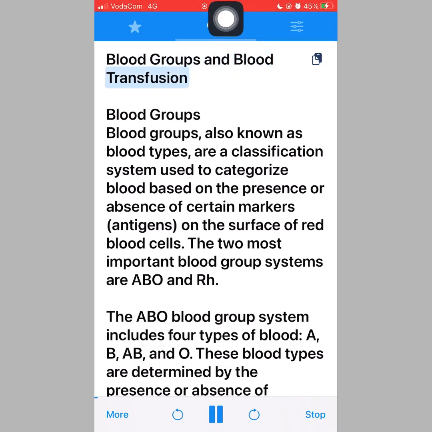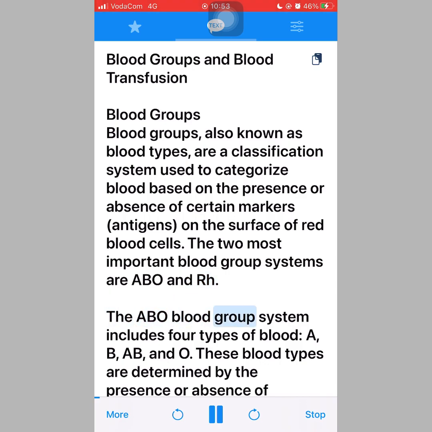Blood groups and blood transfusion. Blood groups, also known as blood types, are a classification system used to categorize blood based on the presence or absence of certain markers, antigens, on the surface of red blood cells. The two most important blood group systems are ABO and RH.